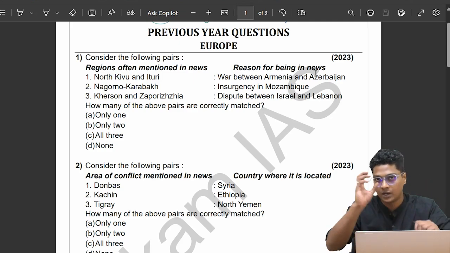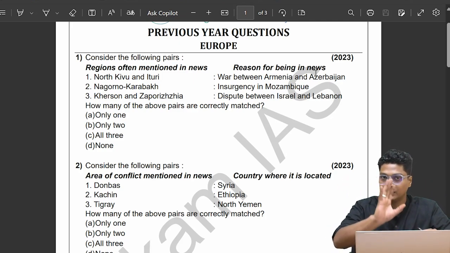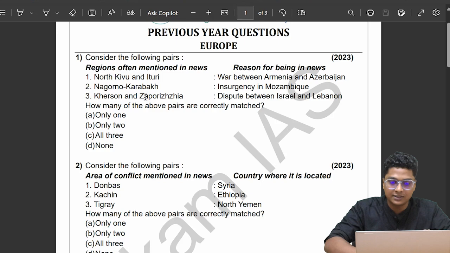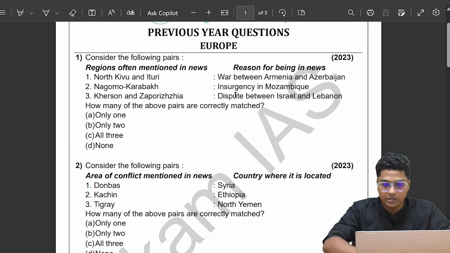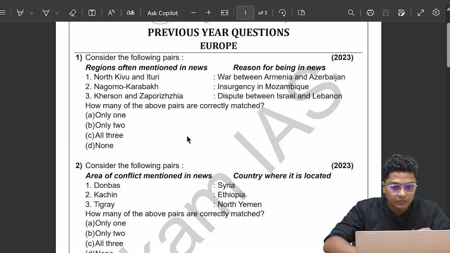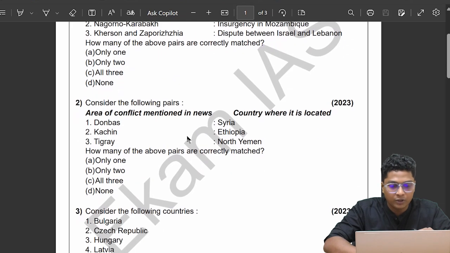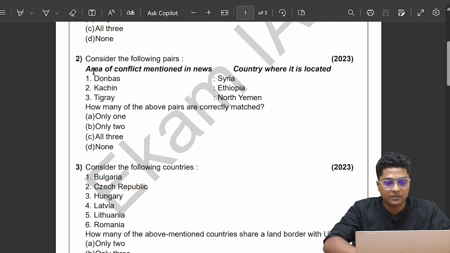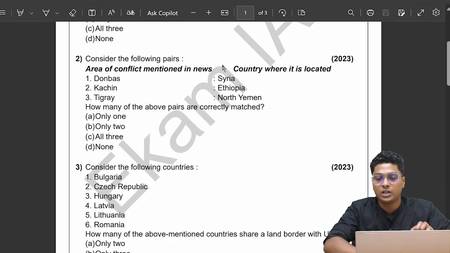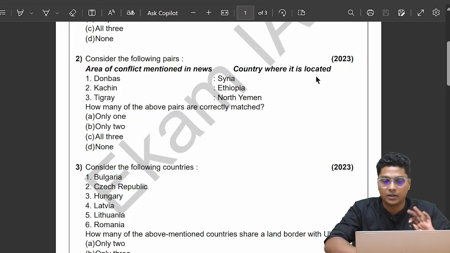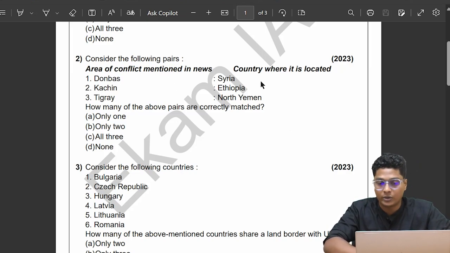If you know that region, if you have read about it, if you have revised it, you will easily be able to answer this. So Kherson, Zaporozhye, the third option, is incorrectly matched, right? Fine. Then moving to the second question, consider the following pairs. Area of conflict mentioned in news, country where it is located. Donbas, Kachin, Tigray, right? Donbas is given as Syria. Donbas is actually located in Ukraine.